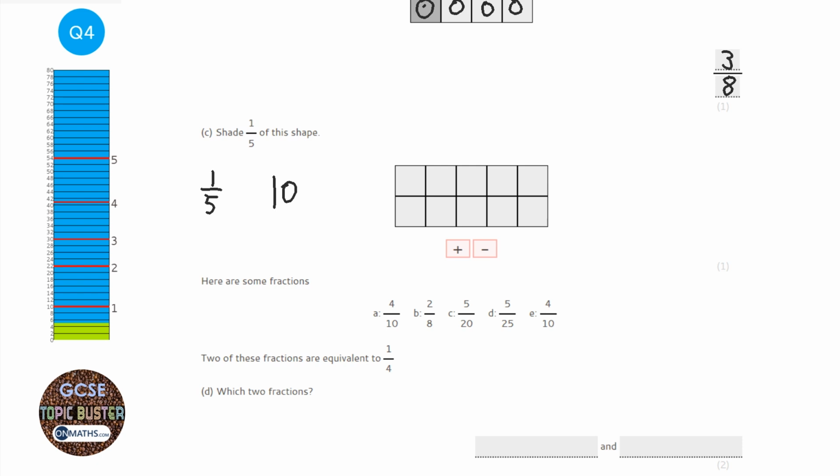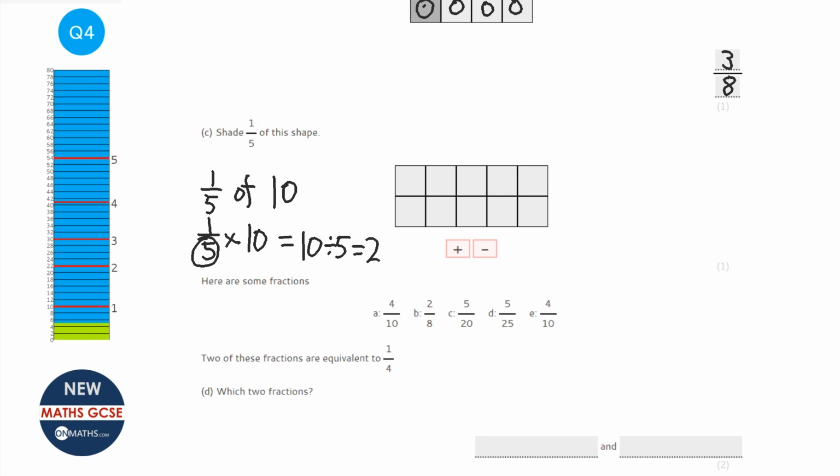So we need to find a fifth of 10. In other words, what's a fifth times 10? When you times something by a fraction, just divide it by the bottom of the fraction. So another way of writing that is 10 divided by 5, which is 2.